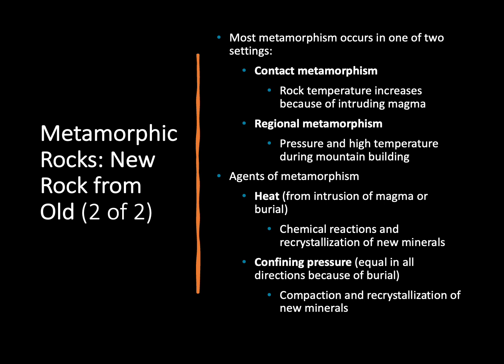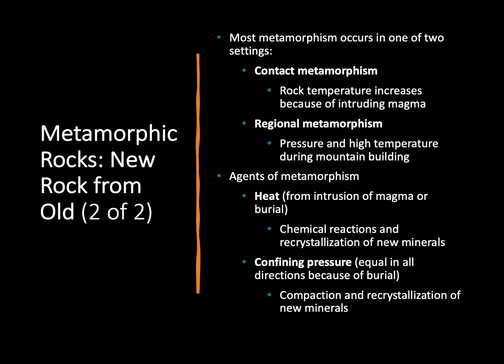But our second common type of metamorphism is regional metamorphism. And this one doesn't have as much to do with heat as it does with pressure. And this one generally happens when mountain building occurs. When we're forcing two gigantic rocks together, the pressure on a regional or a large scale is going to change the rocks.